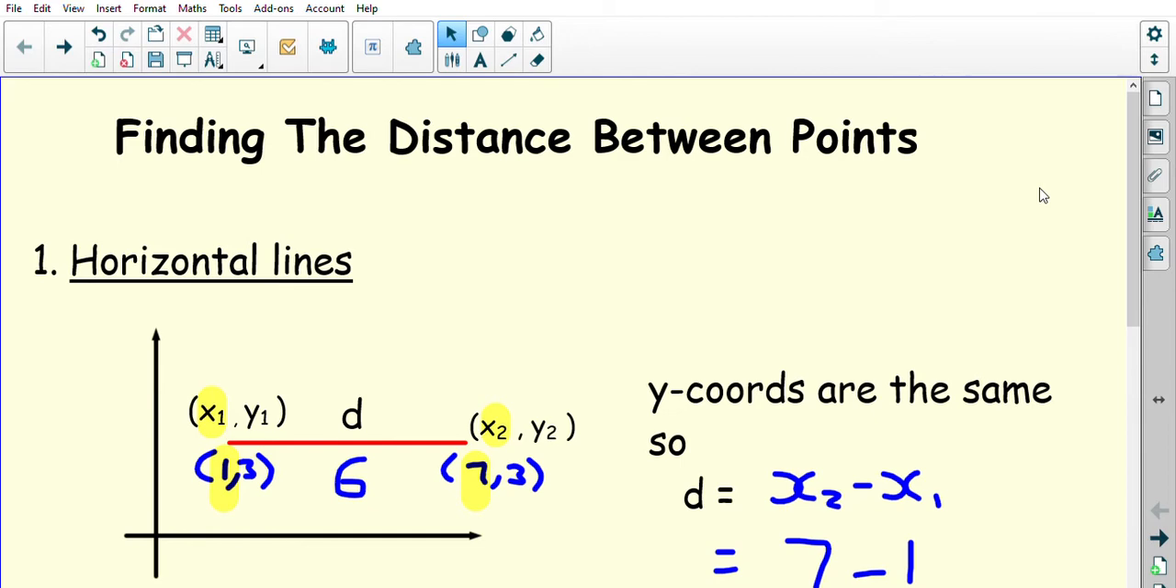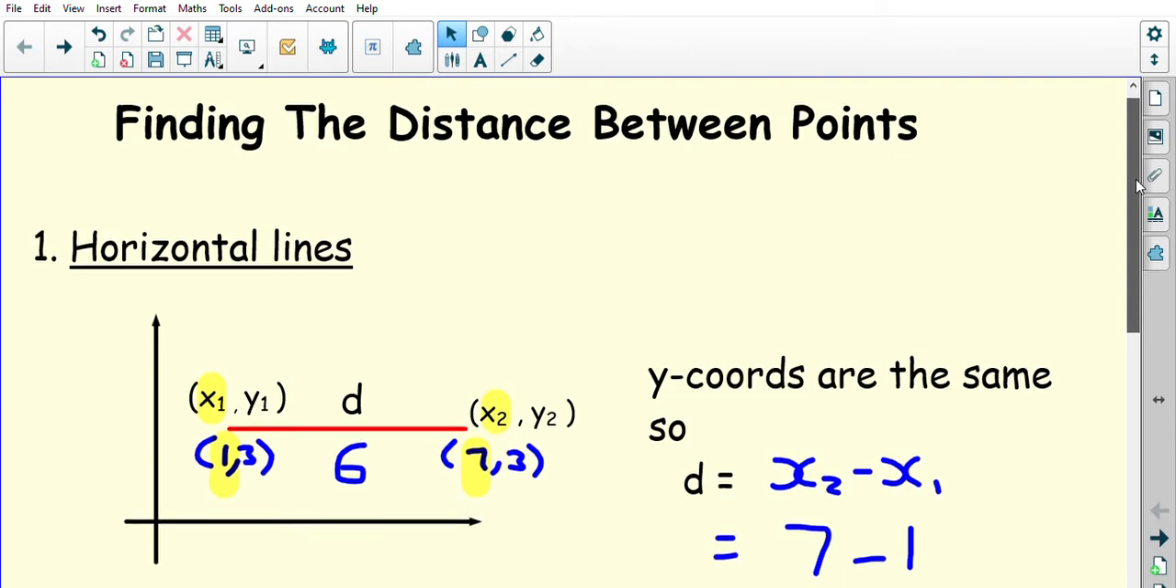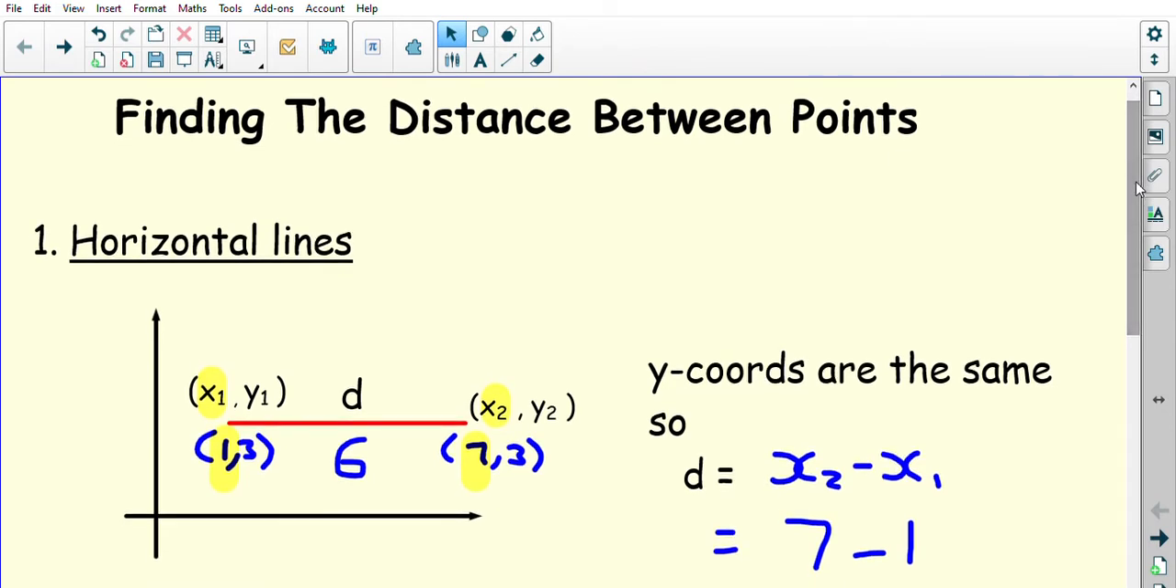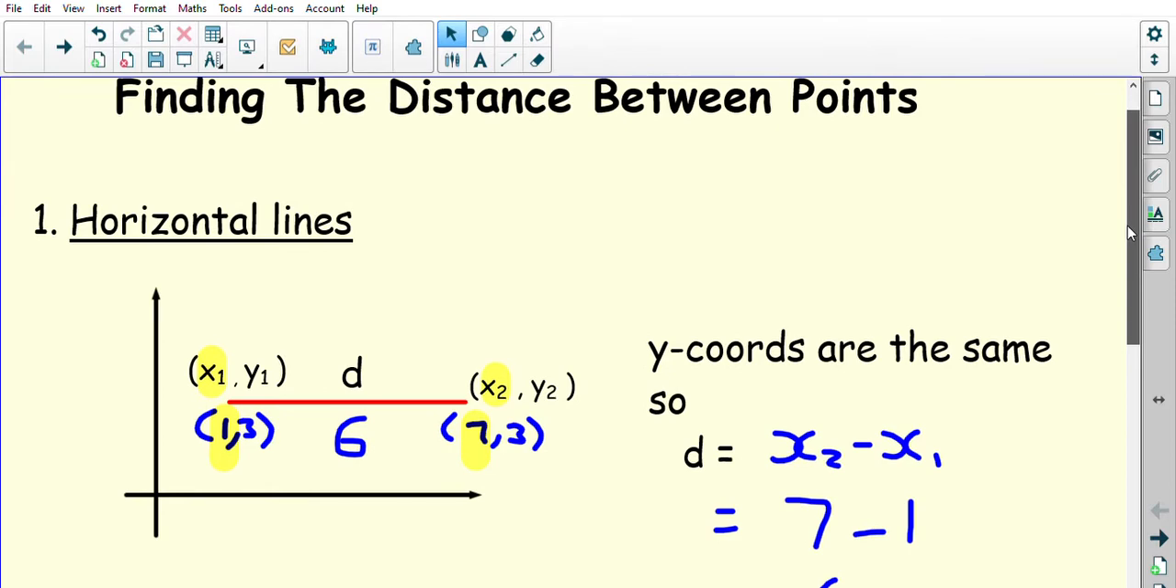Our first example is a very specific case when we're looking at horizontal lines. When we are dealing with a horizontal line, you will notice that the y coordinates are both the same, so the distance is just the difference between the two x coordinates.